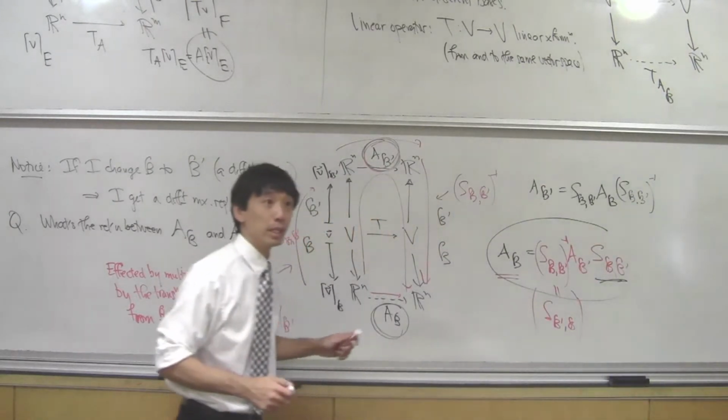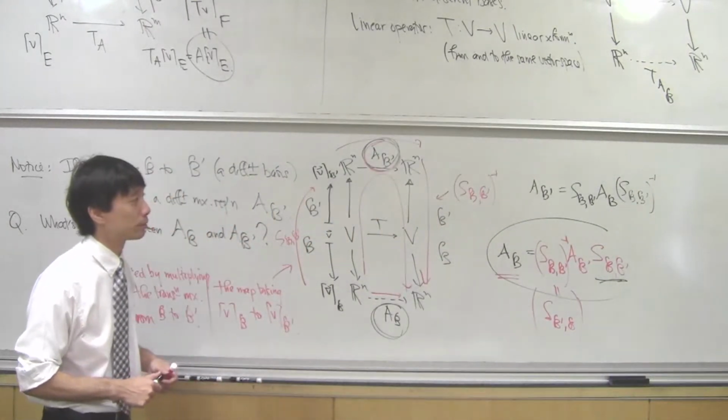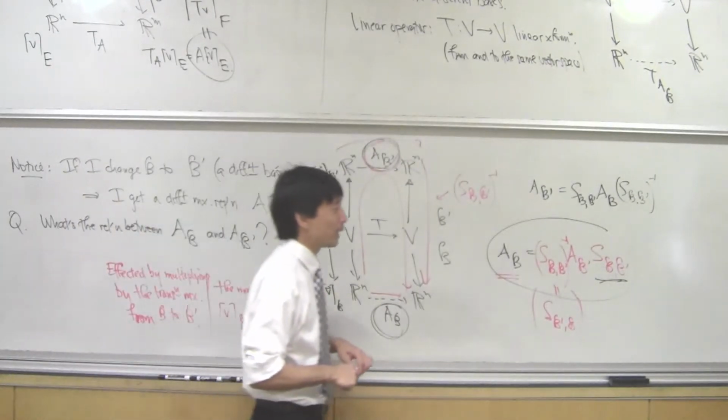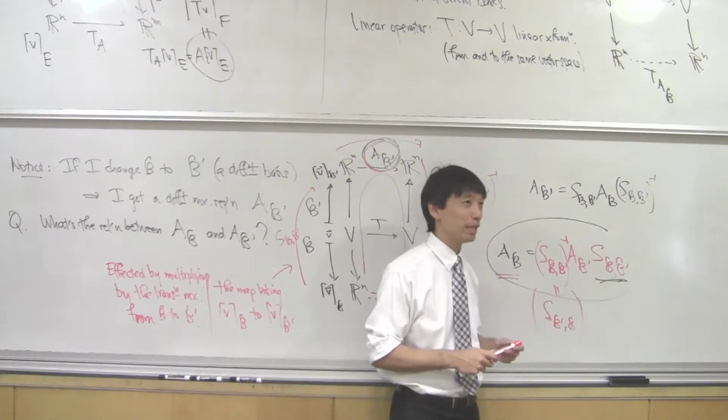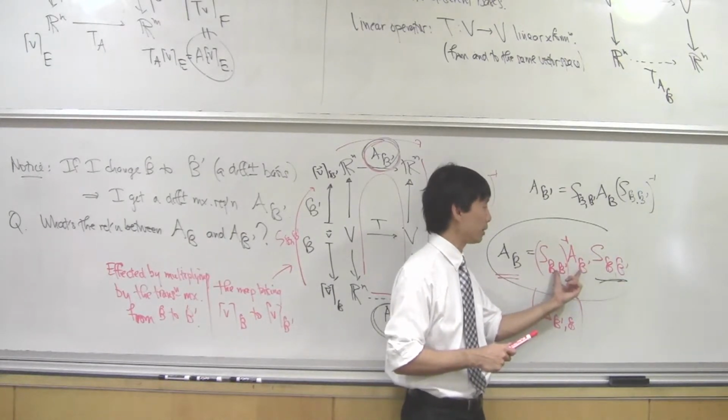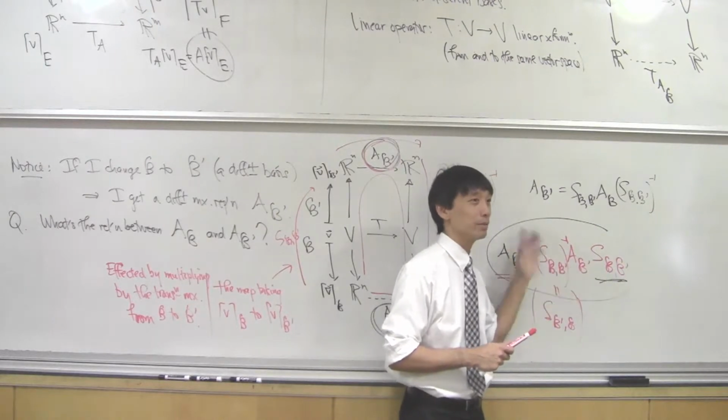Why don't those matrices cancel, if S is the inverse? I mean, if they were next to each other, yeah, they would cancel. But they're not next to each other. Right, because we don't have the commutative property.